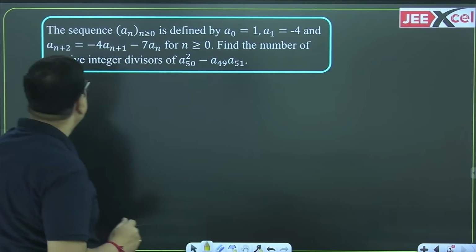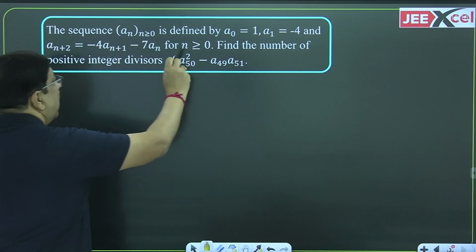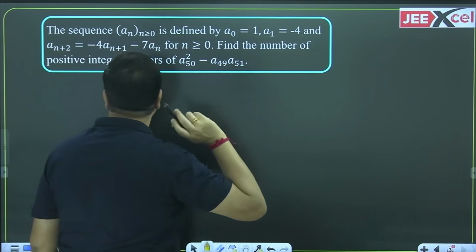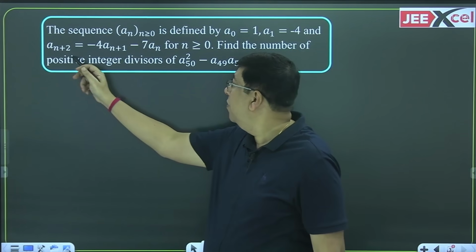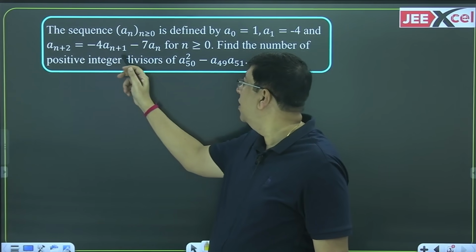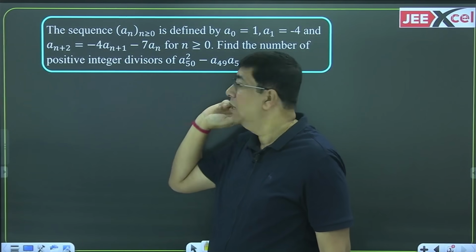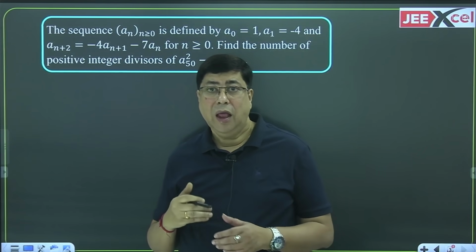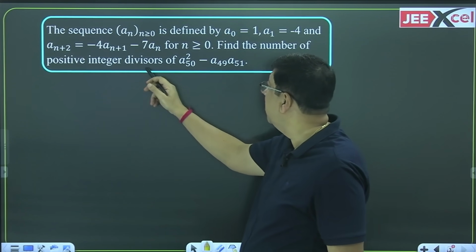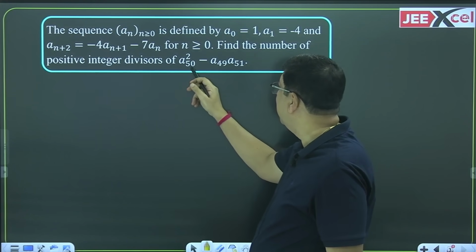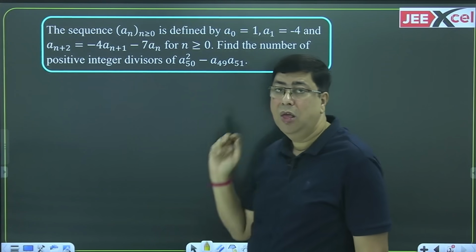In this case, the sequence a_n is defined by a0 equal to 1, a1 equal to minus 4, and one relation is given. This relation is very important. a_(n+2) equal to minus 4 a_(n+1) minus 7 a_n. And what is the requirement? Requirement is to find the number of positive integral divisors of a50 square minus a49 into a51.